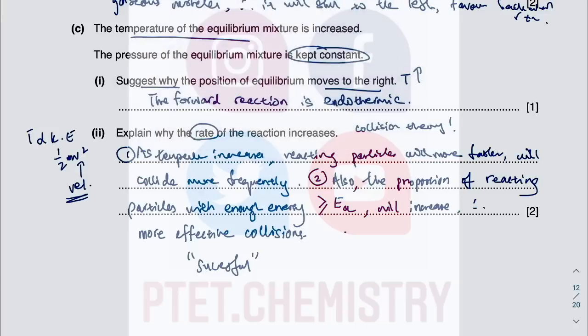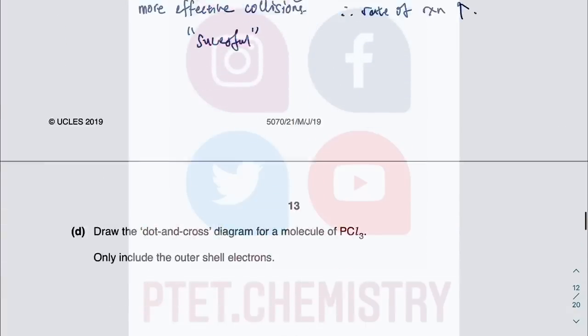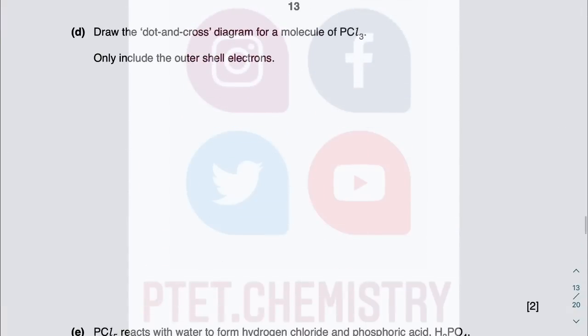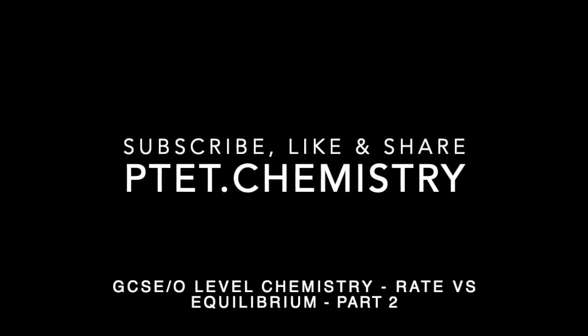Right, this last line is just to complete a sentence, really, the whole idea. But there are two completely different ideas. One is collision frequency. One is to do with the proportion of effective collisions. That's to do with, do you have enough energy to overcome the activation energy? Yeah. Okay, so that's why the rate is important there.